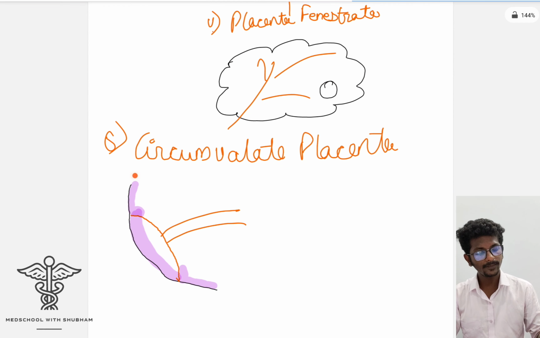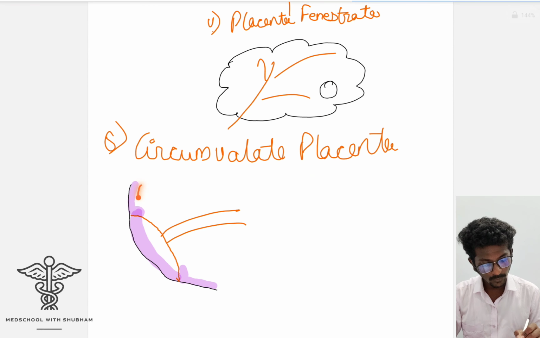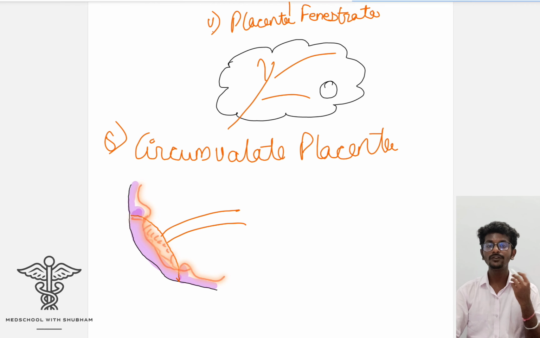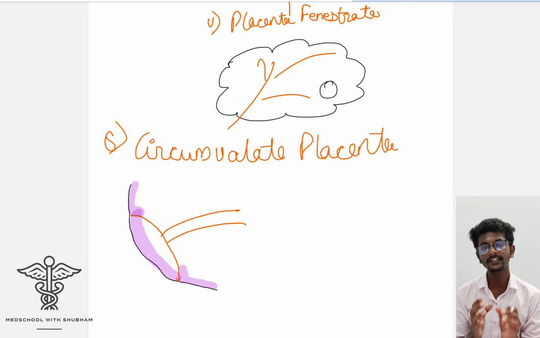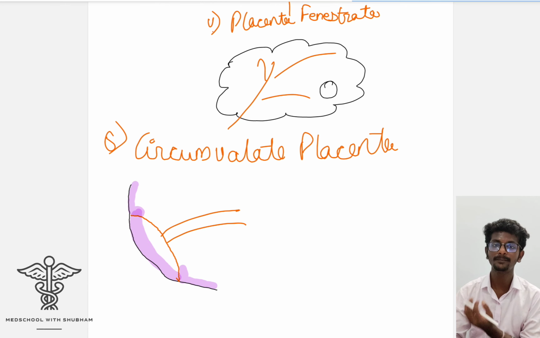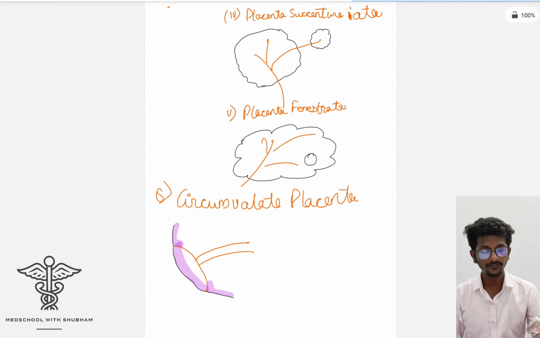And then circumvallate placenta means a small part of decidua arises from all over, and then it covers the placenta, and then only this part of the placenta can be visible. Therefore, it appears that only a small part of placenta is present. The rest is actually present, but it is hidden below the decidua. This is called as circumvallate placenta.